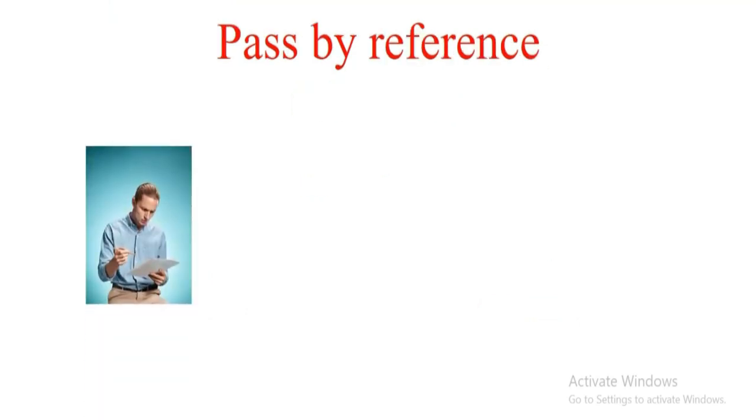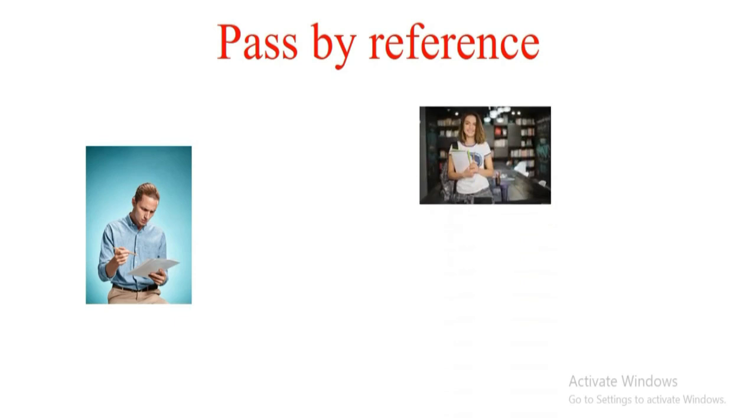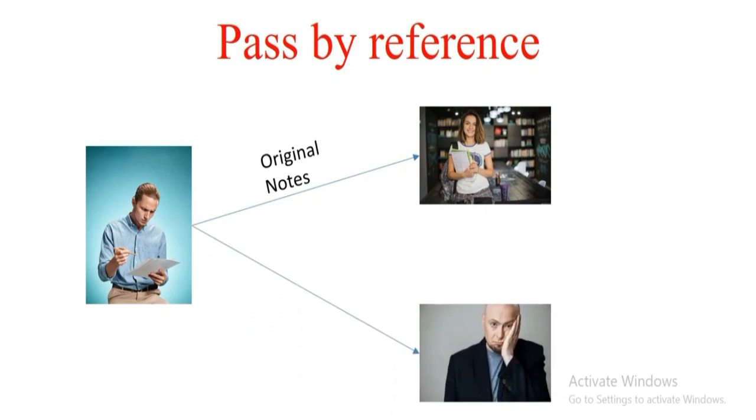Consider a situation when there is a professor. They have some notes and a student needs those notes. What if the professor gives the original notes to that student, and the student destroys those original notes and does some manipulations on them? What will happen? Now another student won't have any notes. So this is called pass by reference.